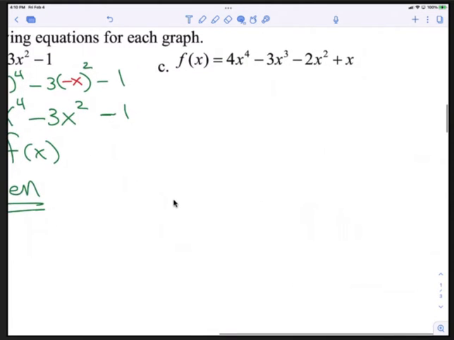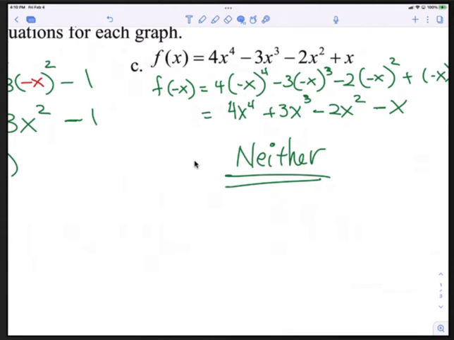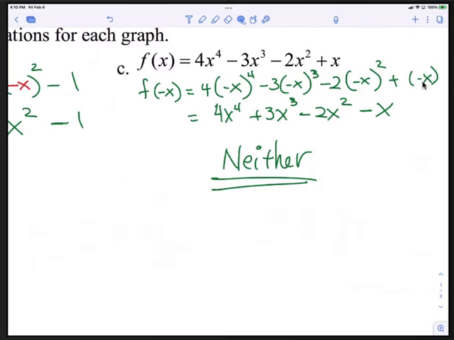And finally, in part C, replace all of the x's with negative x. And this is the result. Now if we take negative x to the fourth, we get just positive x to the fourth times the 4. Negative x to the third is negative, multiplied by the negative 3 makes that positive 3x to the third. And negative x squared is positive, times the negative 2 makes that negative 2x squared, and then we have the minus x. How does this compare to the original?